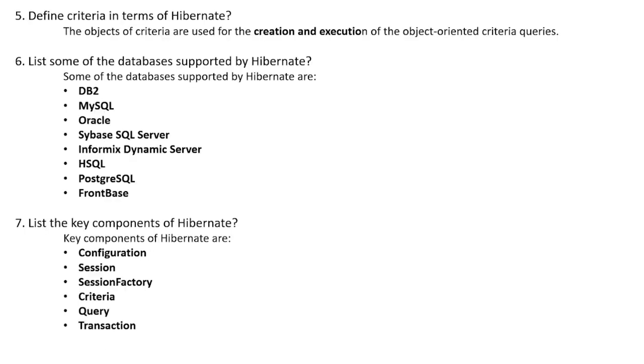Question 5. Define criteria in terms of Hibernate. Answer. The objects of criteria are used for the creation and execution of the object-oriented criteria queries.